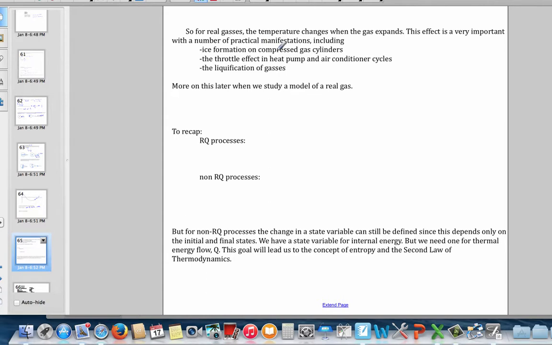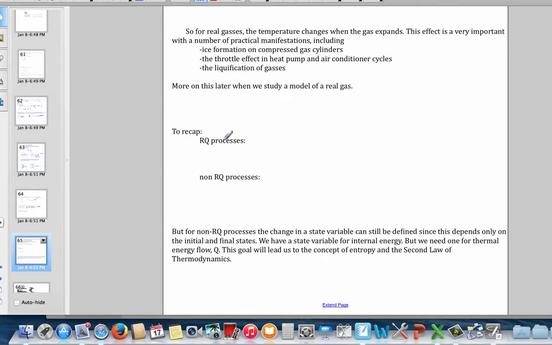Now, there's all kinds of really important applications of that. You may have noticed when camping, when you use compressed propane on your stove, those propane tanks get really cold. You will see later that this effect of cooling down as a gas expands is vital in understanding how heat pumps and air conditioners work. And we'll come back to that later in the course.